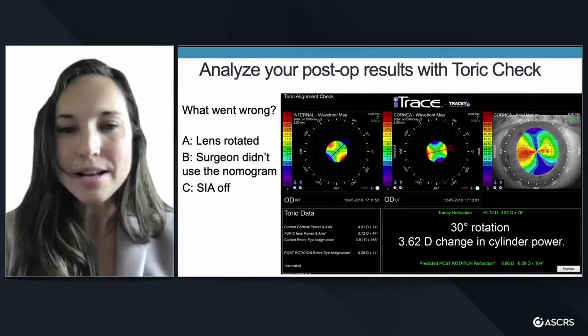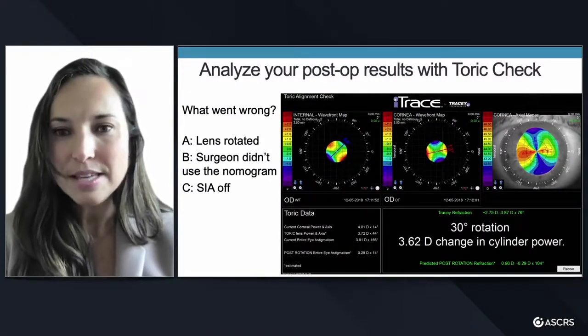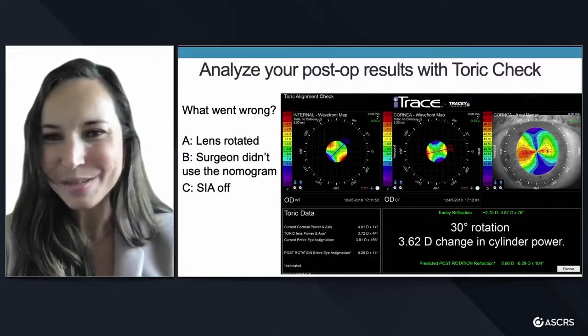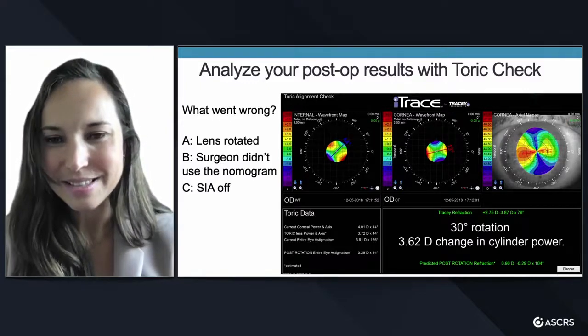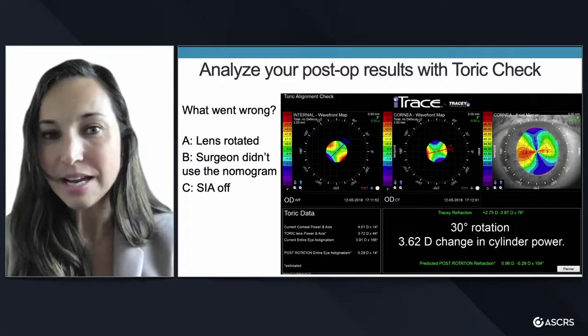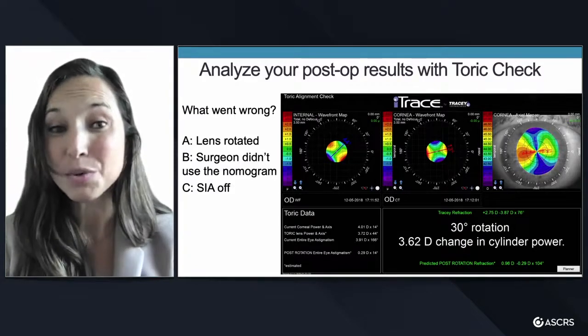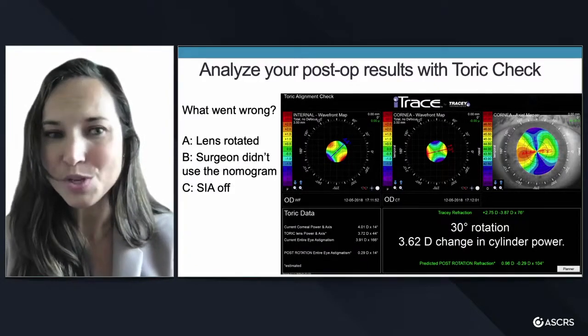So then analyze your post-op results. In this case, again, it's a patient with against-the-rule astigmatism. You see the corneal axis at 13, but the IOL is at 44 degrees. What happened? My patient is not seeing well.